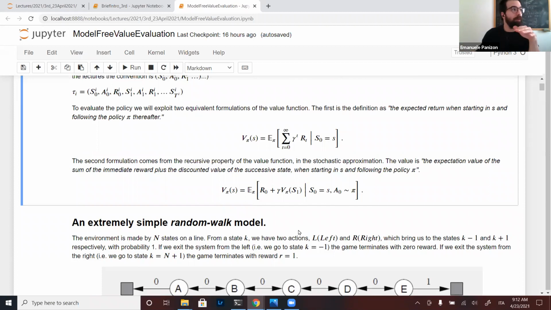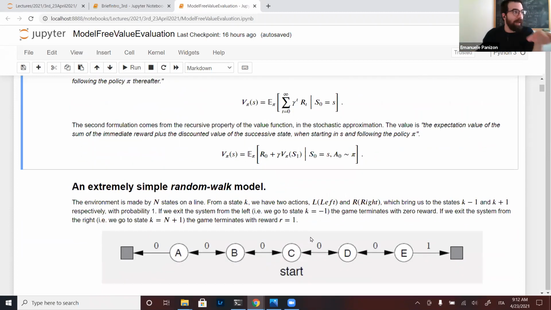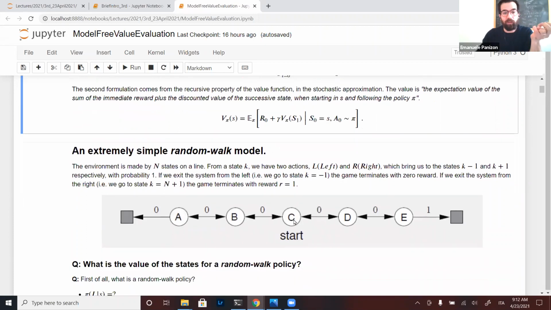Okay, we want to try the methods I'm going to describe and that you've seen in the theory class on an extremely simple model, and this model is just a random walk.